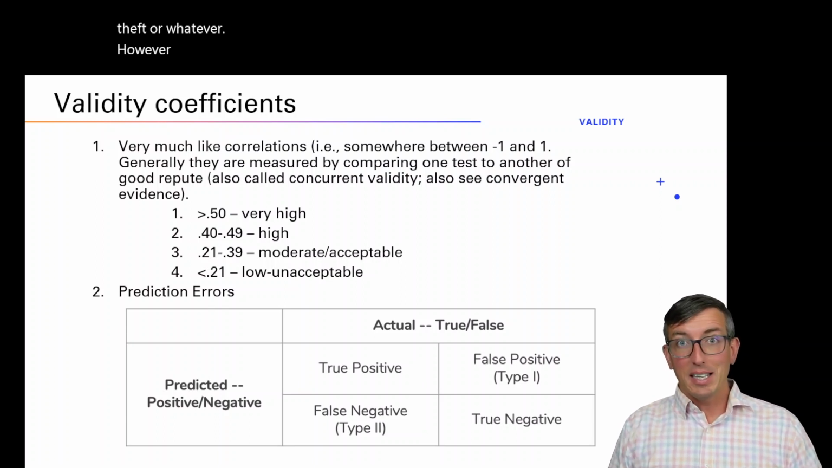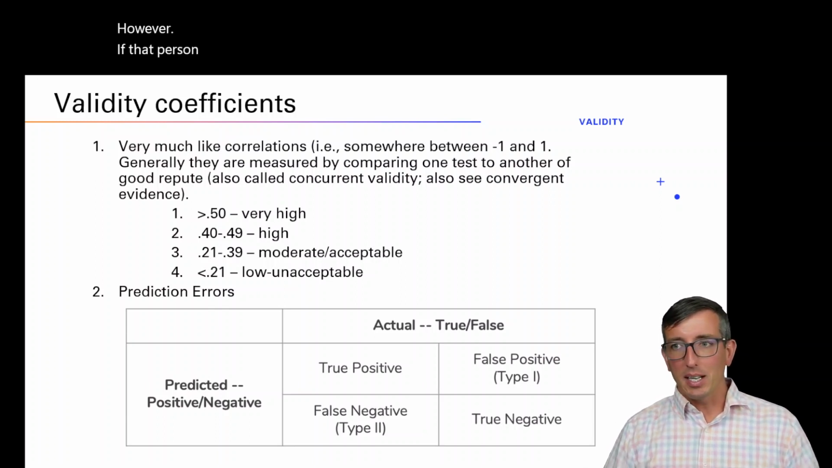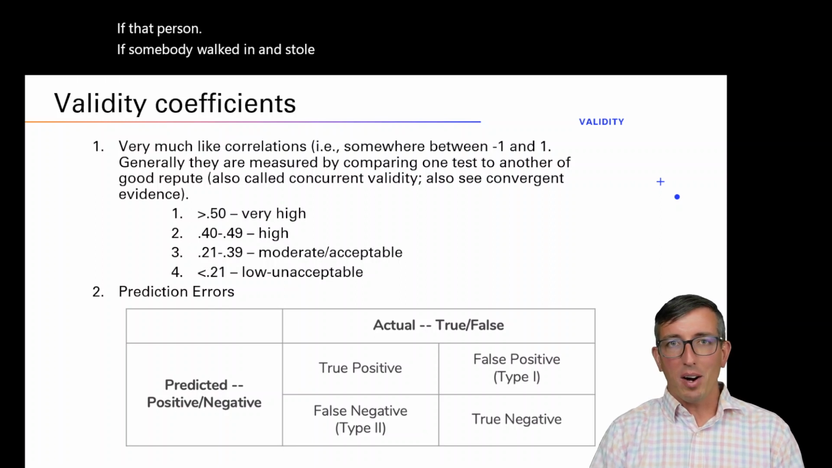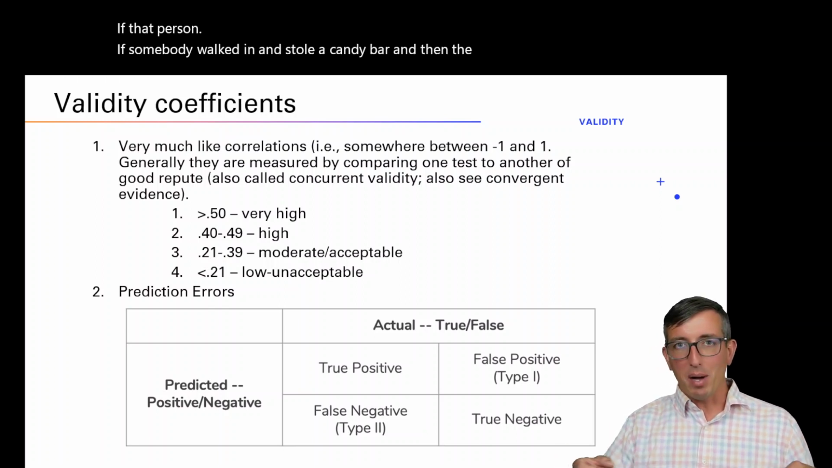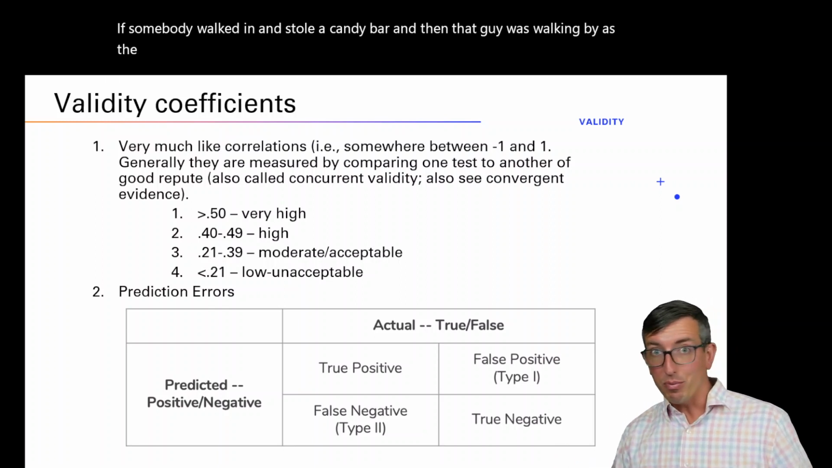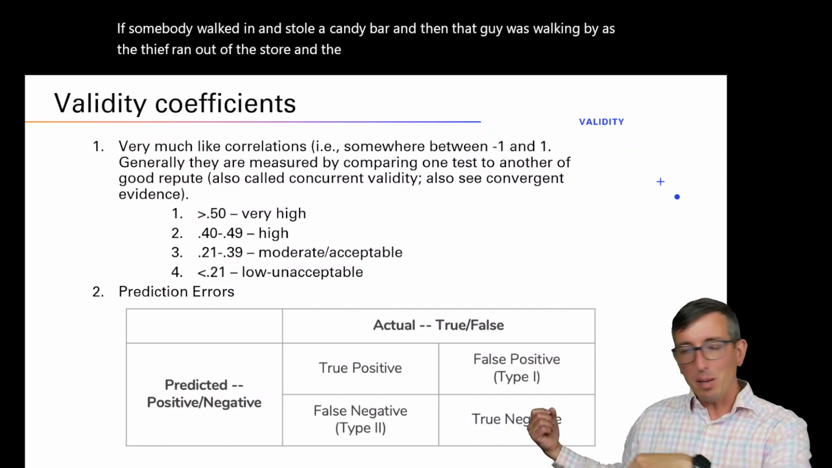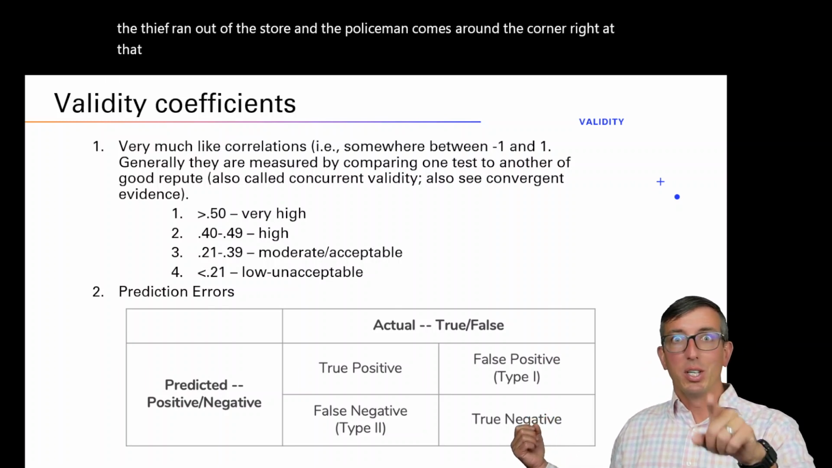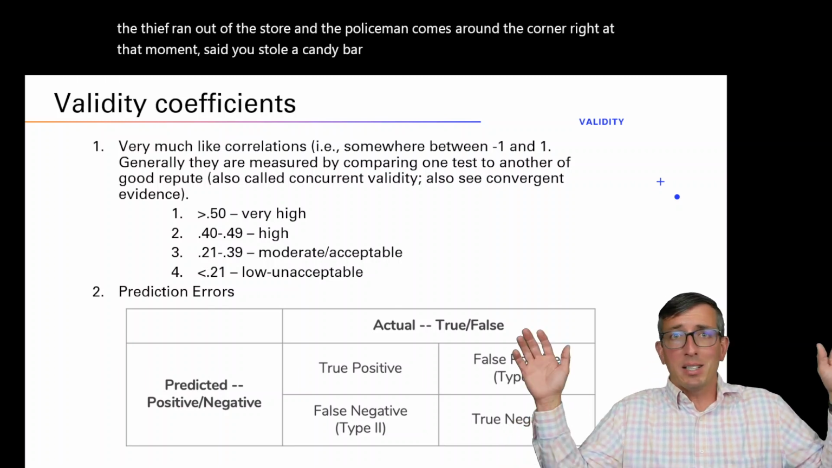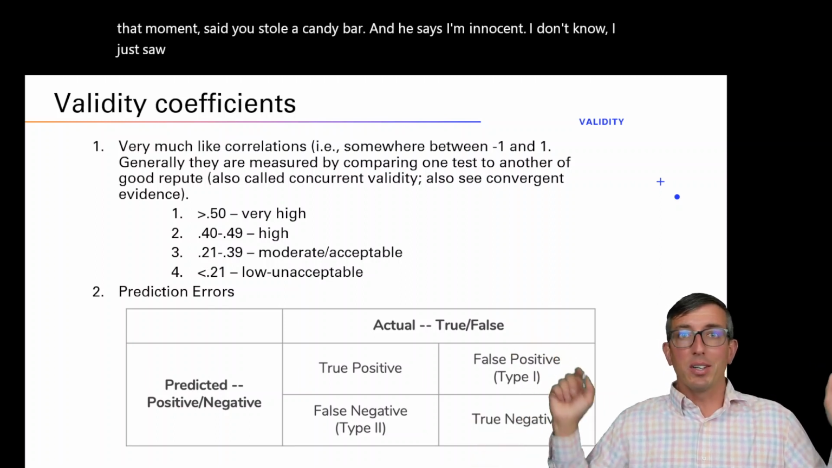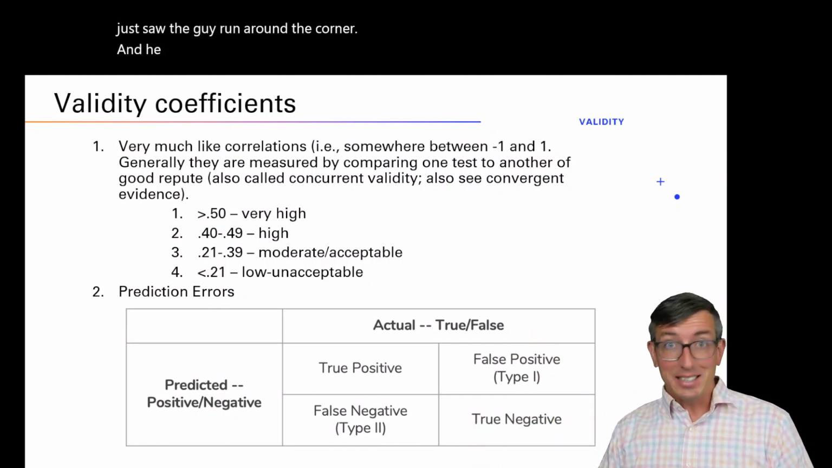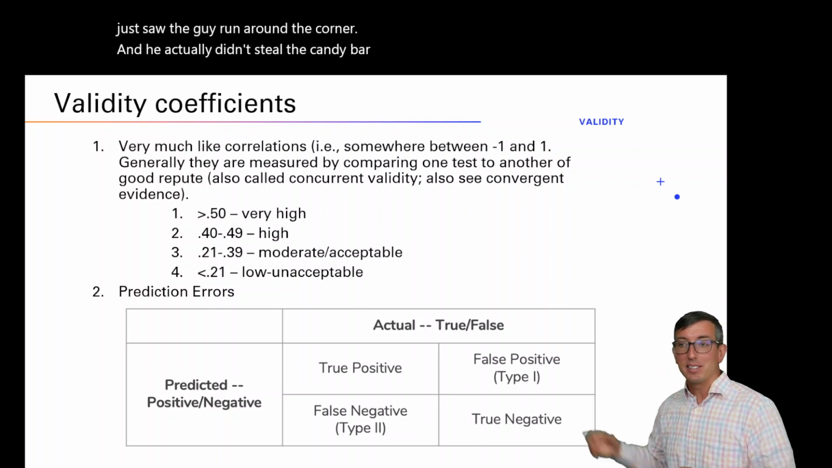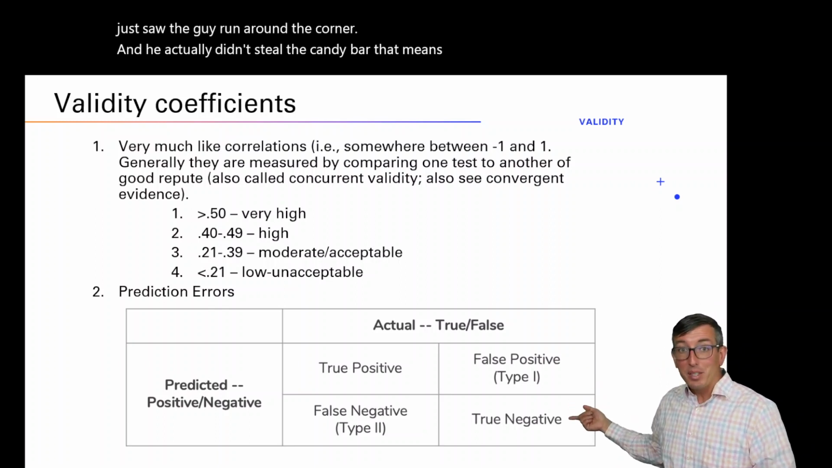However, if somebody walked in and stole a candy bar, and then that guy was walking by as the thief ran out of the store, and the policeman comes around the corner right at that moment and said, you stole the candy bar. And he says, I'm innocent. I don't know. I just saw the guy run around the corner. And he actually didn't steal the candy bar. That means he's not really guilty of a crime.